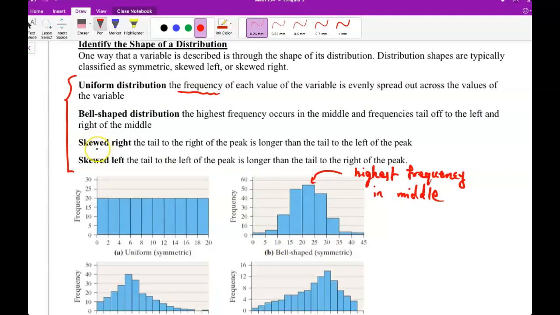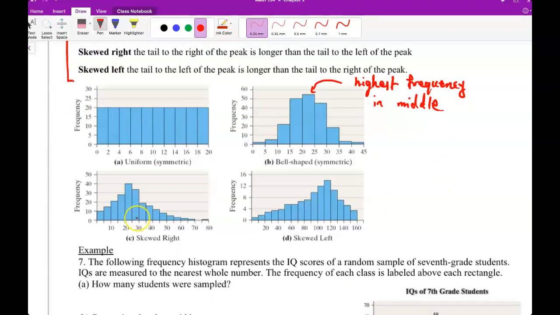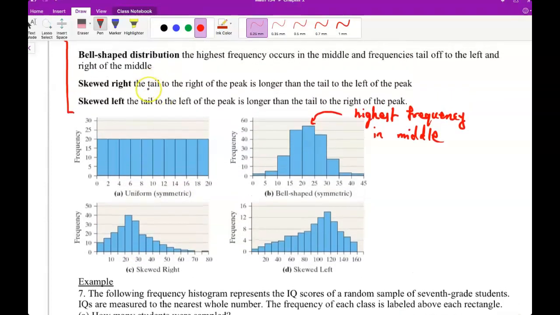Next one, skewed right, is this one here. So the tail to the right of the peak. So this one is the peak, because that is the highest point we have here, highest frequency. So the tail to the right, which is this one. The tail to the right of the peak is longer than the tail to the left of the peak. So this part is longer than what we have here on this part. See, that is longer.